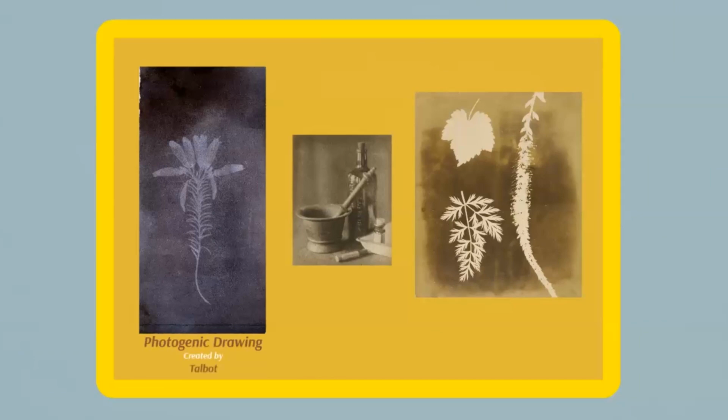He created images from plants and other objects that he placed directly on a sheet of paper that was coated with light-sensitive chemicals. Light-sensitive, meaning if light hits the coated paper, a change would take place, and the change was that it created an image from the plant onto the paper.